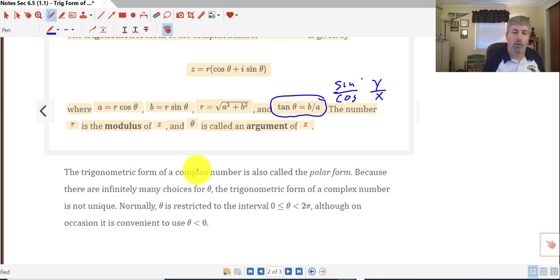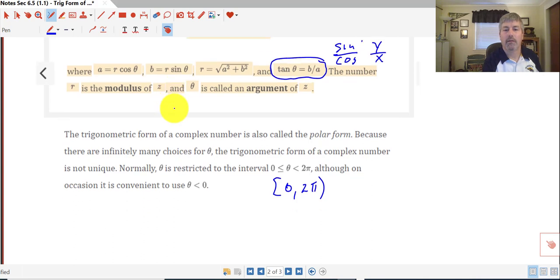Okay, so those are those coterminal angles as we continue around the unit circle or do our rotations, and they can be both positive and negative. The trig form of a complex number is not unique. Normally, theta is restricted between the angles of 0 and 2 pi. In interval form, we'll often see it look like this, although it's convenient to use theta less than 0, or negative theta.